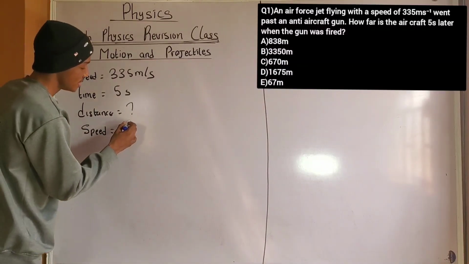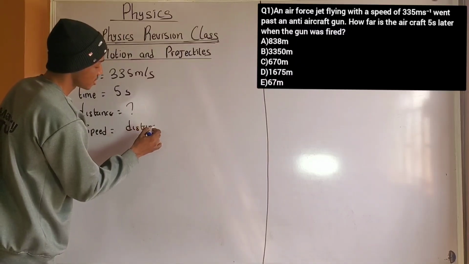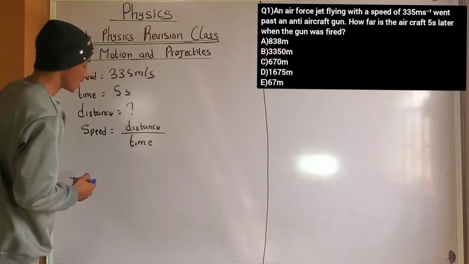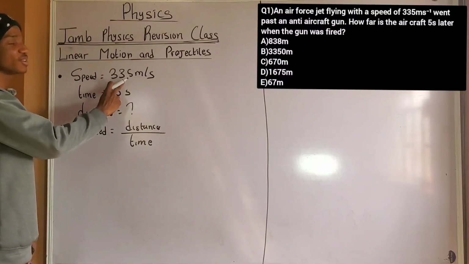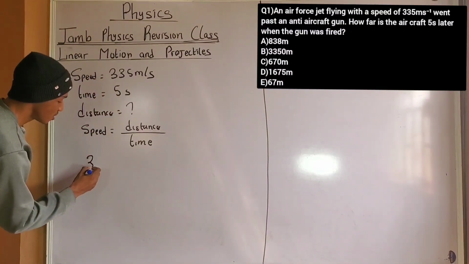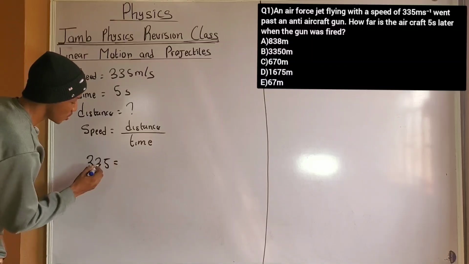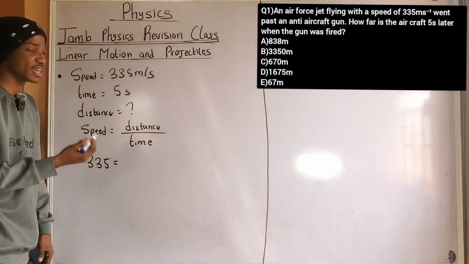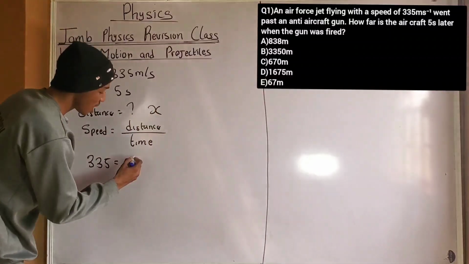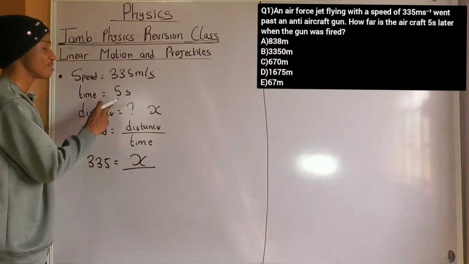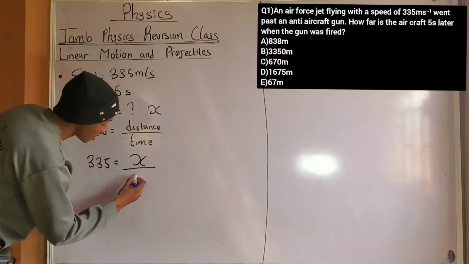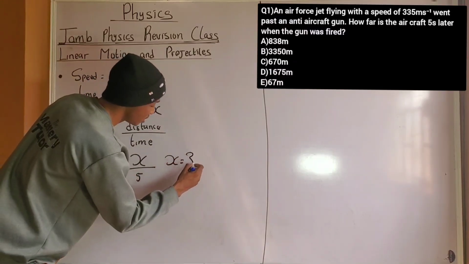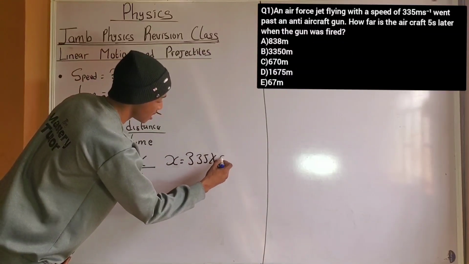is equals to distance all over time? Okay, now the speed has been given as 335. So I'm going to have 335 is equals to the distance is what we are looking for. So let us represent it as x. Okay, so I'm going to have x all over the time has been given as 5 seconds. So I'm going to have x over 5. So x will be equals to 335 multiplied by 5.